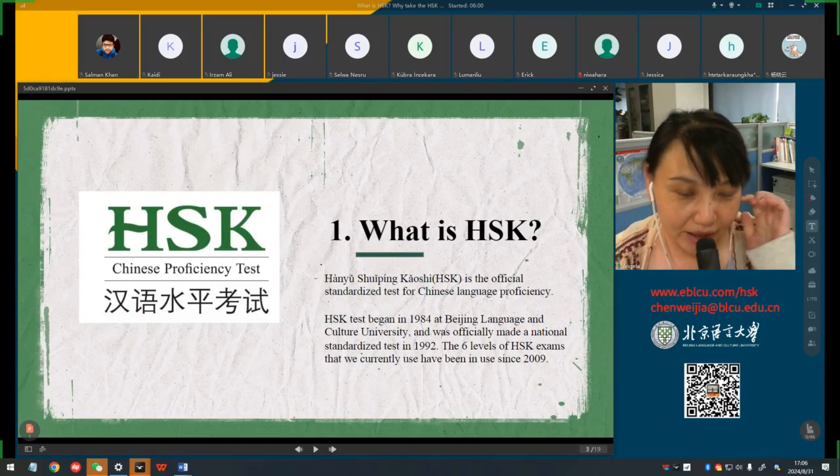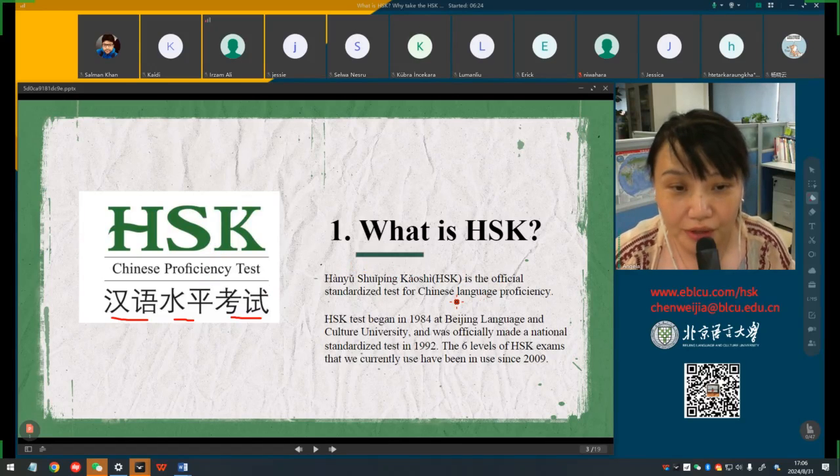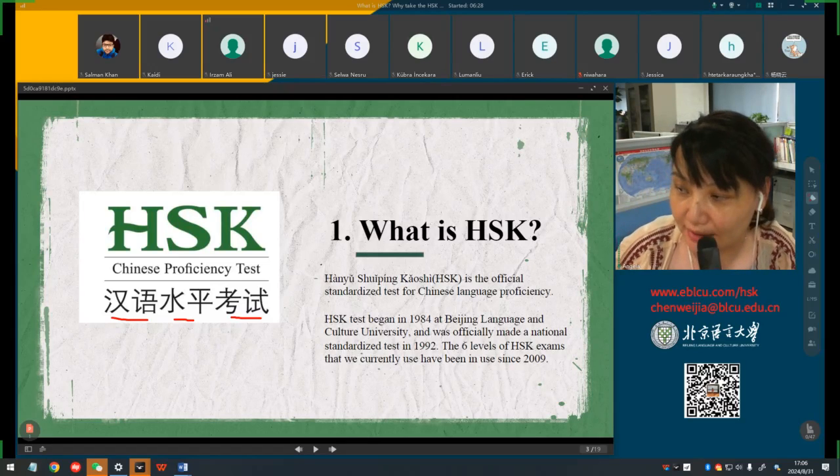What is HSK? HSK stands for 汉语水平考试. H is 汉语, Chinese. 水平 is proficiency levels. 考试 is test. So HSK is an official standardized test for Chinese language proficiency.